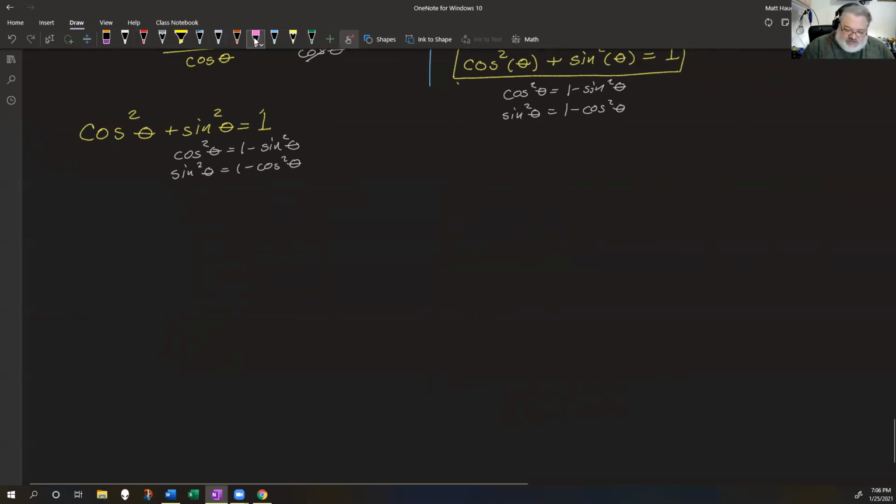But also we could take this whole statement and divide both sides by cosine squared. Why would we want to do that? It doesn't matter why. Let's look at what it would do. Cosine divided by cosine would be 1. What is sine divided by cosine?